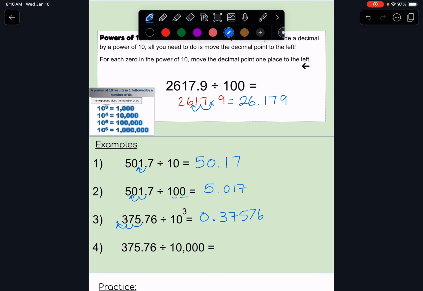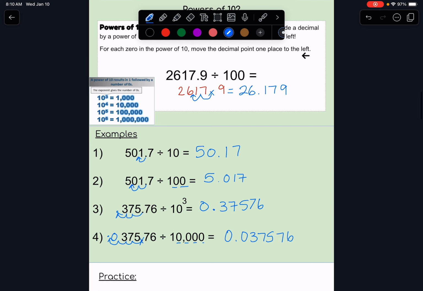All right. Next we have 10,000. So we have 4 zeros. So that means that we are going to move left 4 times. 1, 2, 3, 4. Okay, so my new decimal is going to be right there. But right here we have a space. When we have a space right there, we're going to add a 0. All right, and ignore this decimal because we just moved our decimal.